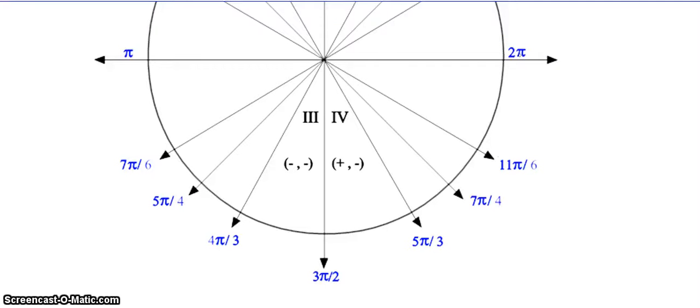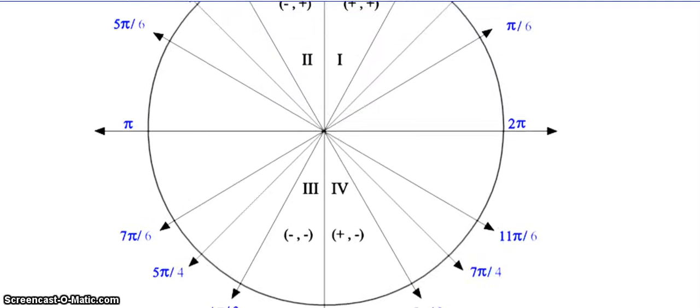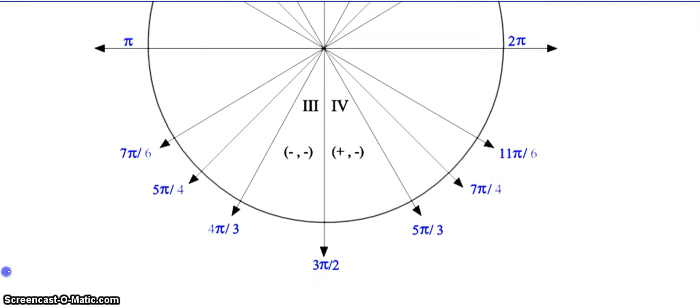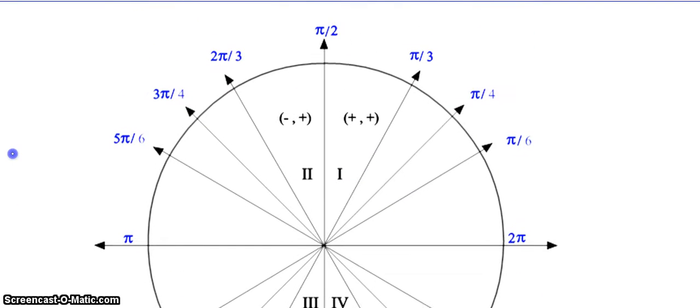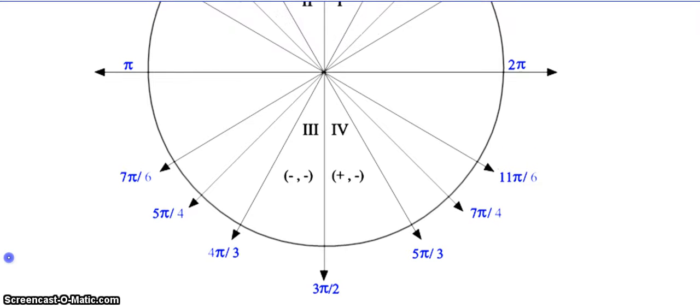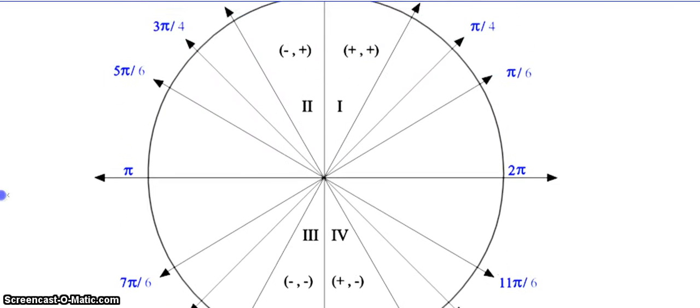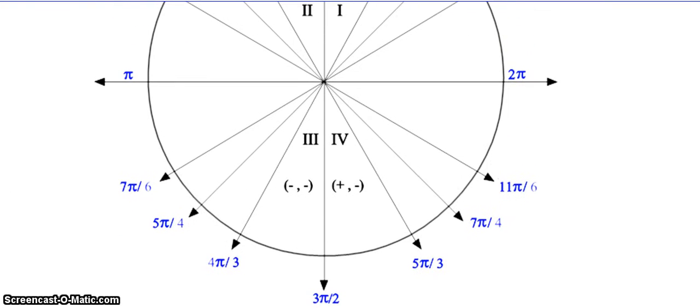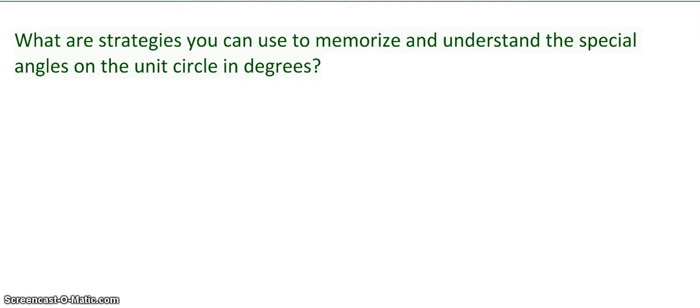Take it all in. Let it soak in. I mean, that's good. That's beautiful. So those are the special angles in radians on the unit circle. They're the same locations as what we did with the degrees. They're just labeled in radians. It's nice, right?